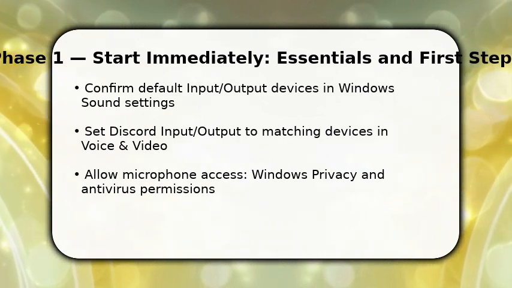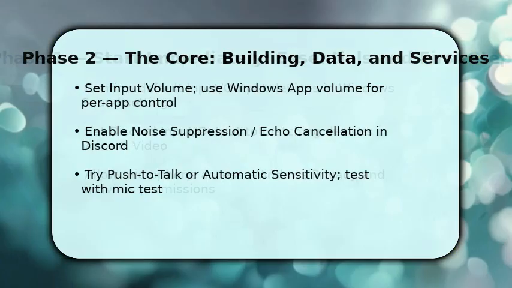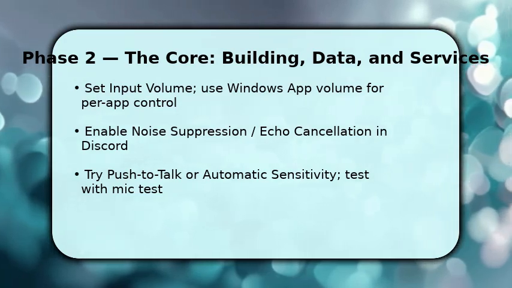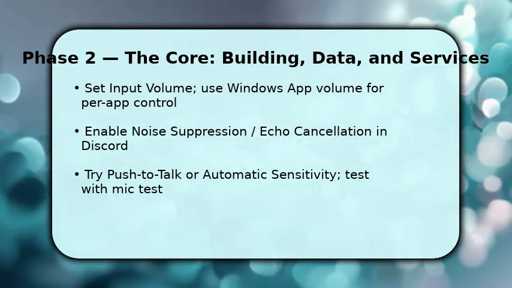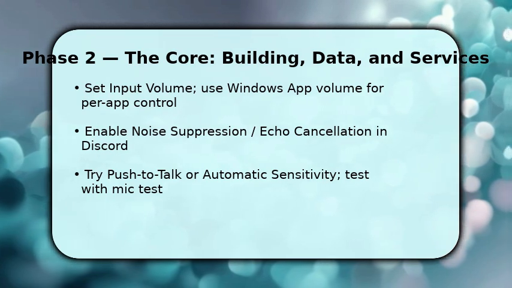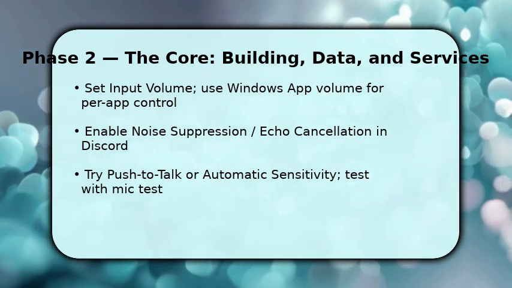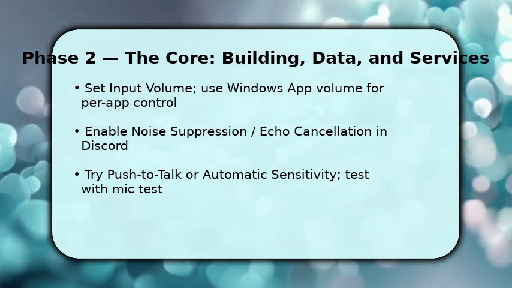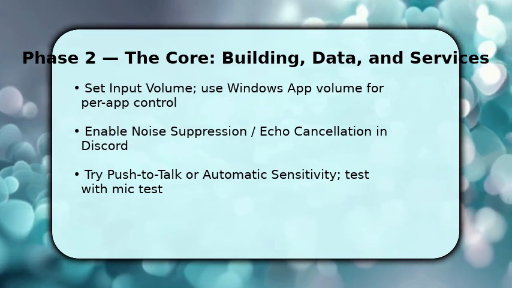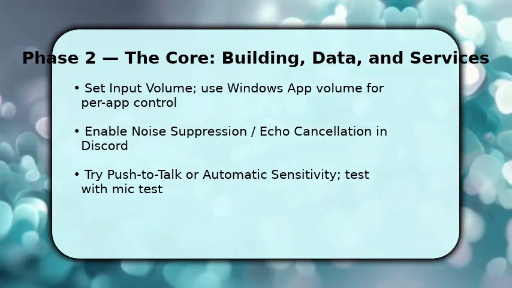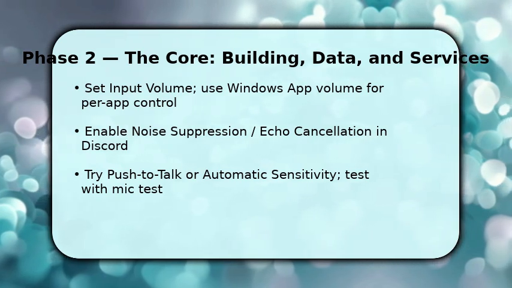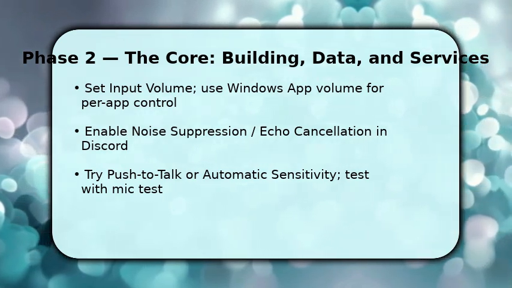Next, focus on levels and processing. You should set input volume in Discord and verify Windows app volume for Discord isn't lowered. Then enable noise suppression and echo cancellation so background sound and room echo are reduced. If automatic sensitivity misfires, switch to push-to-talk or manually set the threshold. This prevents clipping or dead audio.